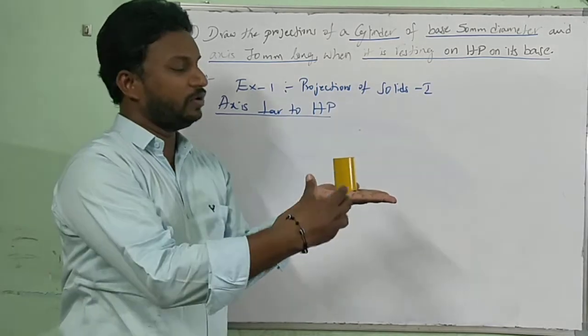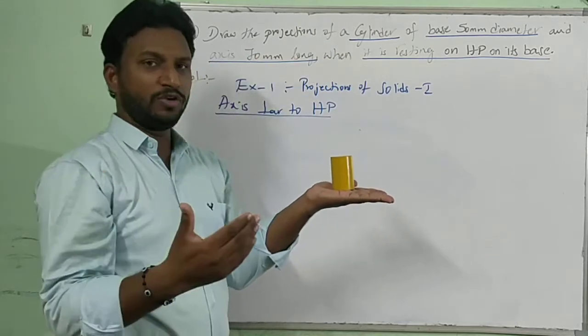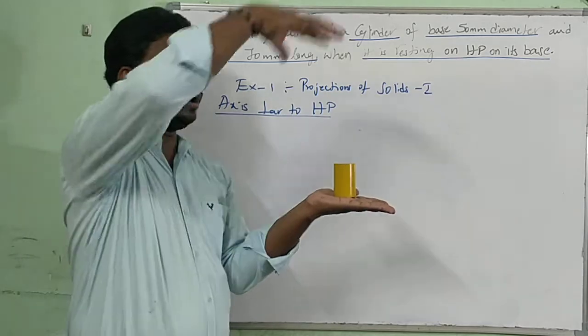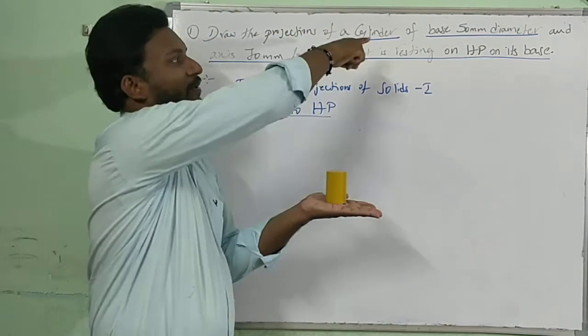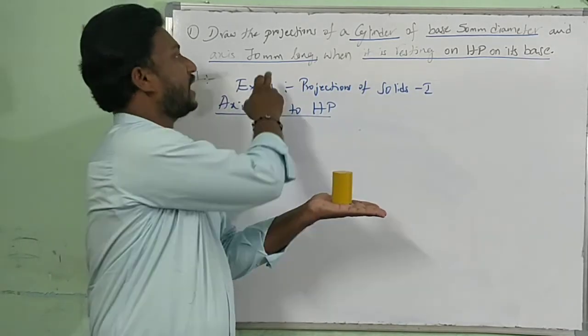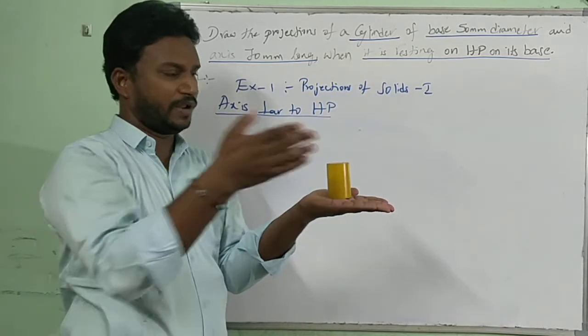Now, how is this cylinder looking in front view, and how in top view? In front view, if you observe, the cylinder looks like a rectangle. And in top view, it will look like a circle. The circle dimension is given as 50 mm. The front view rectangle has height given as 70 mm. Simple projections, front view and top view.